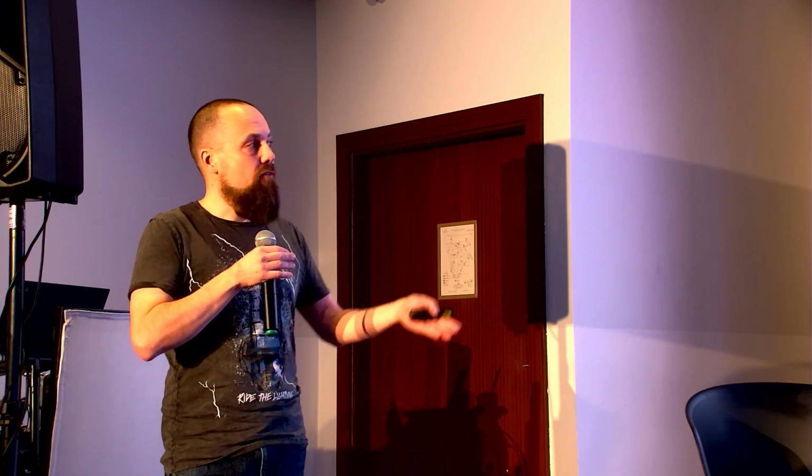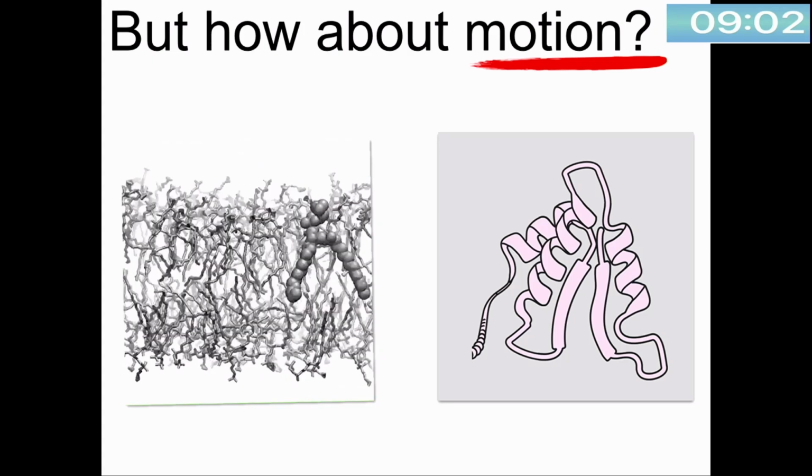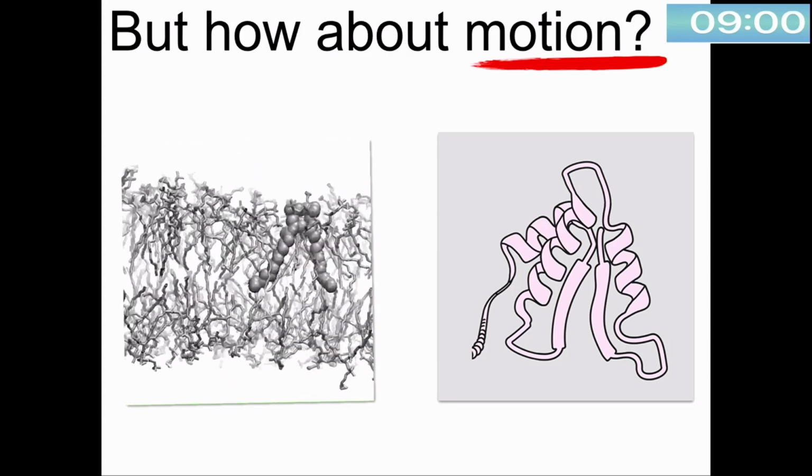But of course, we all know we are living beings. We are not fixed in space. We actually do move. And so the question is, how do you go from these fixed structures to motions of molecules? So let's say you have a biomembrane, for example, here on the left. You know actually the molecules in the membrane are moving. They are not fixed. So how do you go from the fixed structure to something that's actually moving?